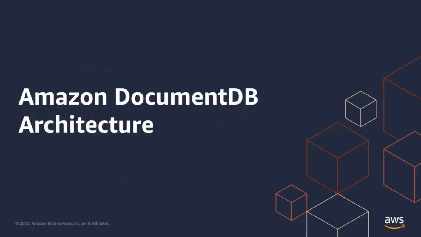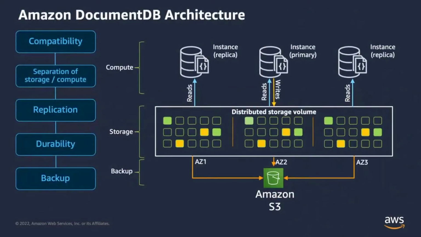Let's talk about the architecture of this cloud native AWS service. DocumentDB is architected to separate storage and compute so that you can scale these components independently. The compute instances can be scaled horizontally or vertically, and they are distributed across 3 availability zones to give you high availability. And to maintain high durability, DocumentDB replicates data 6 ways across 3 availability zones in the distributed storage volume that you see on the slide.